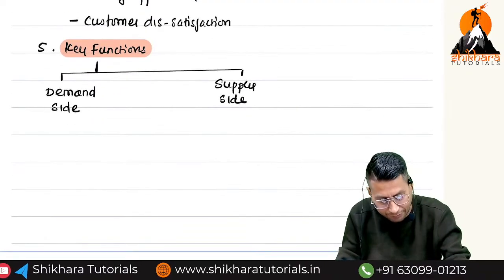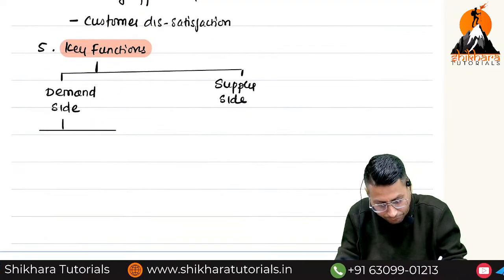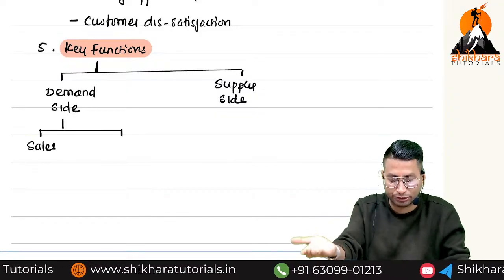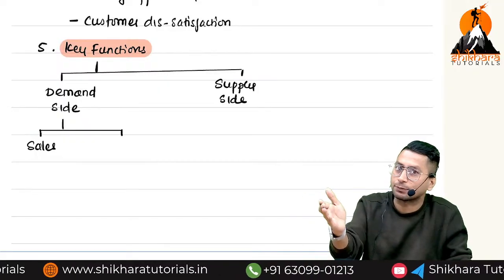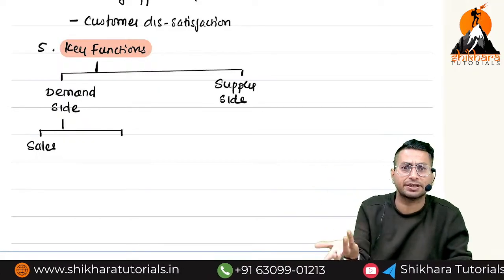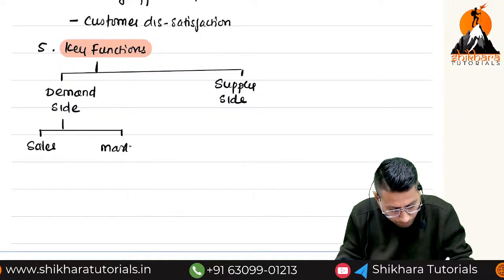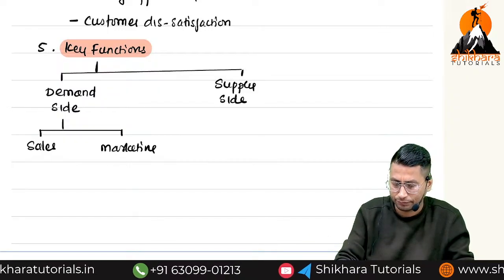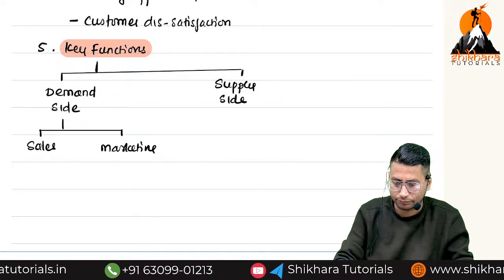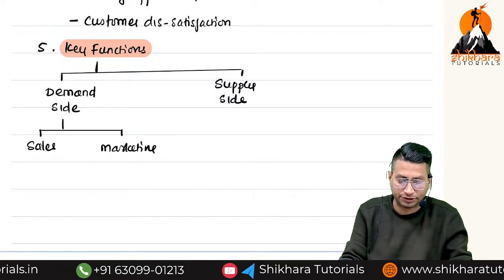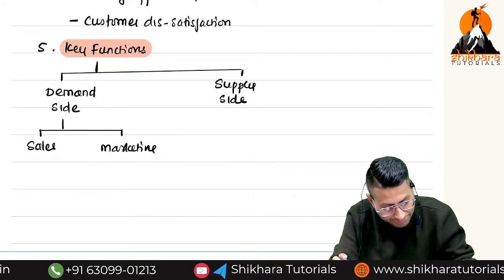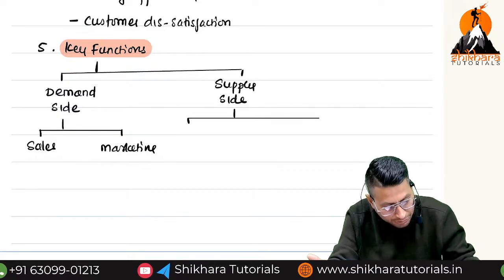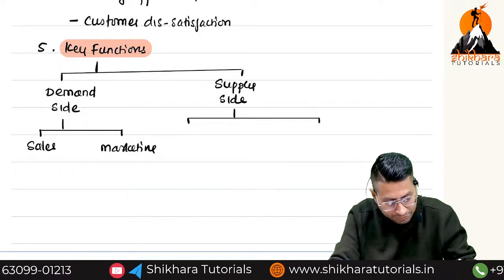On the demand side we have two things. One is sales, because whenever there is demand, I need to make a sale. And how will people come to know that I am selling a particular product? Marketing. I am giving just two examples here; you can write any example you know. So the demand side has sales and marketing. And on the supply side again we have two functions. There are multiple, I am writing only two. What are those? Operations.